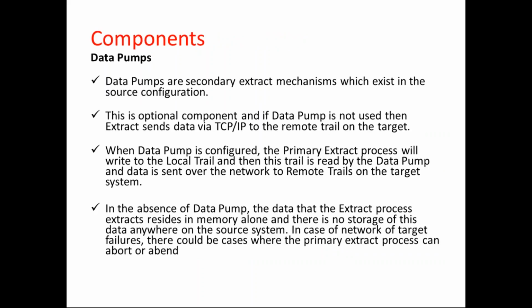So in the absence of the data pump, what happens? If the data pump is not there, then the extract can crash. There is no storage on the source, so there could be issues. There could be network or target failures. There could be cases where the primary extract abandons. Why will it abandon? Because it is not able to send the data. It tries to send the data and gives an error because the network is not there. And there is no place to store the data, so it will abandon.